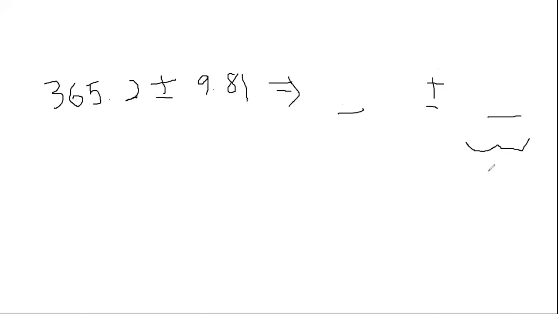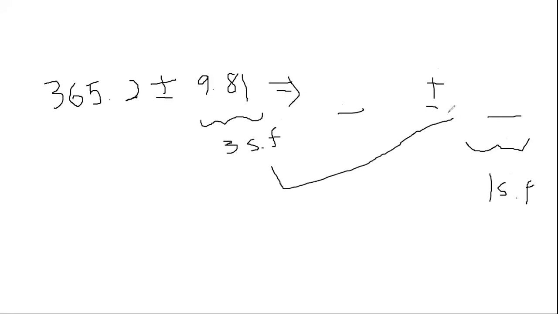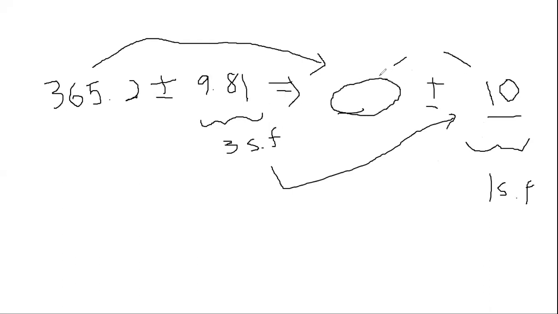Uncertainty must be 1 SF. But here the uncertainty is 3 SF. So you have to make it 1 SF. How much? 10. Okay, go for 10. Okay, this one, how do you write? Both must be the same decimal place. This here, this is the problem.